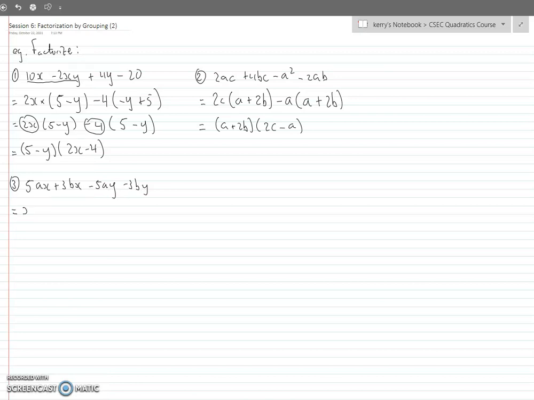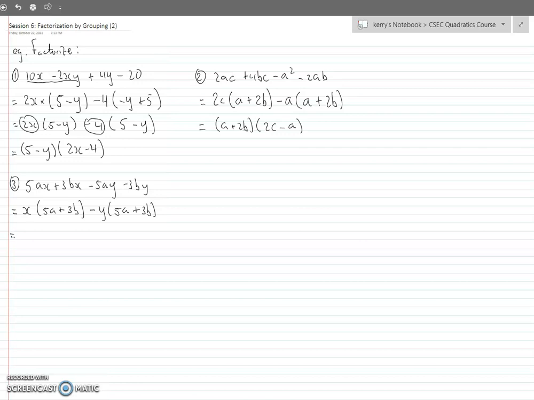From these two terms, I factor out the x. x into 5ax divided by x is 5a, plus 3bx divided by x is 3b. Now for this one, if I want to take out that y and I have this negative sign outside here, minus 5ay divided by minus y is positive 5a. Minus divided by minus is a positive, and the y's cancel off. Minus 3by divided by minus y is positive 3b.